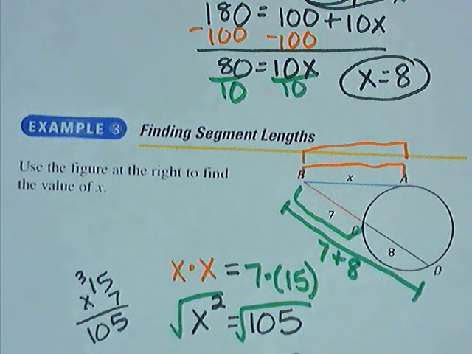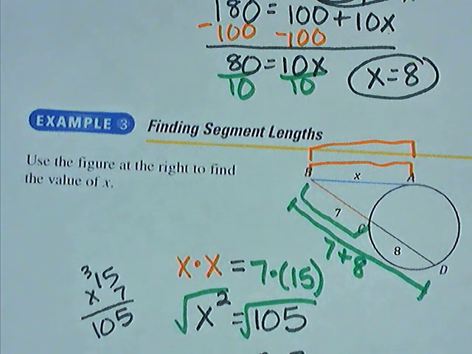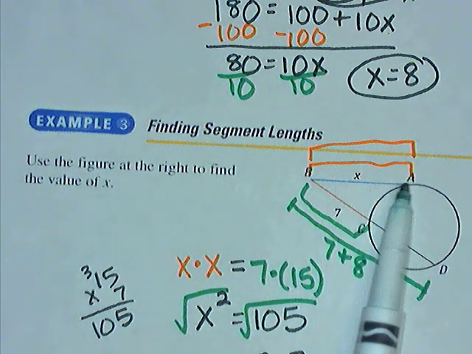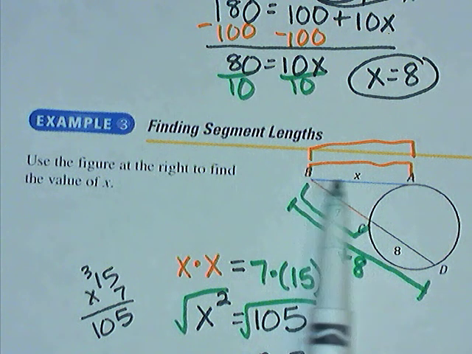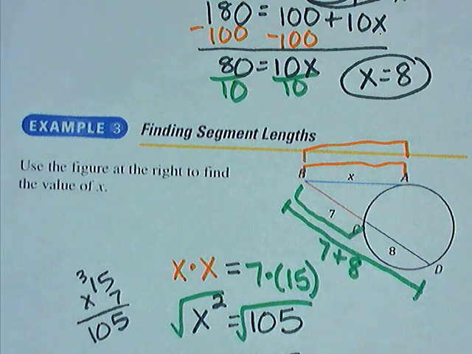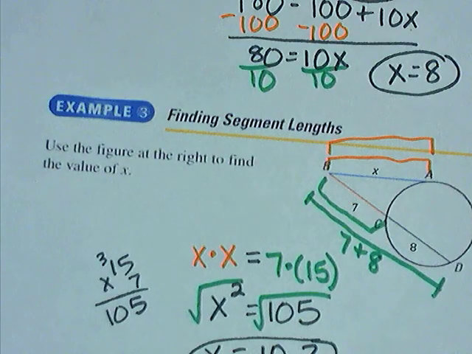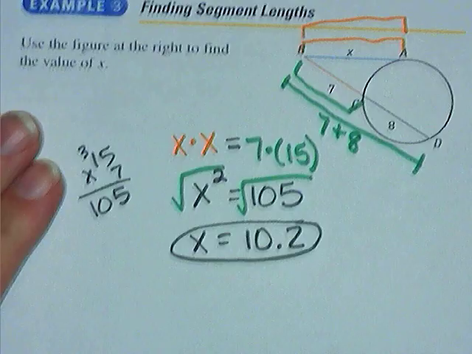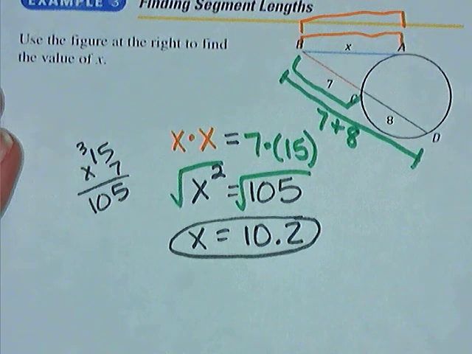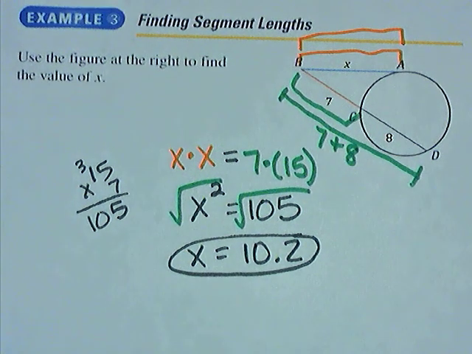We were putting plus and minus on it, but this time we don't need to because this segment right here, if you put negative in there, then you can't have a negative segment length. So for these, you're just going to put the positive answer, 10.2. That concludes the lesson on 10.5, segment lengths and circles.